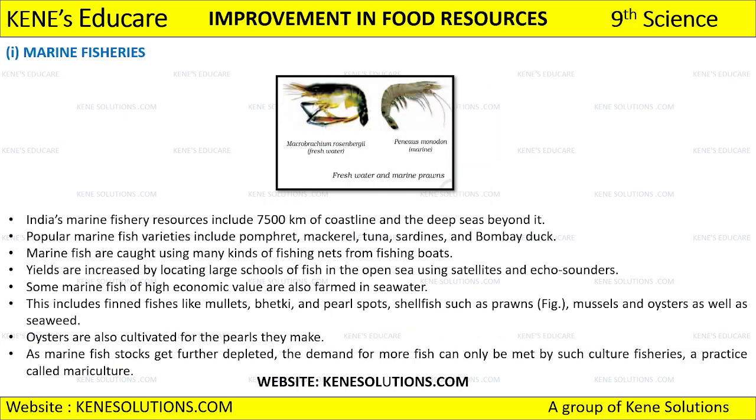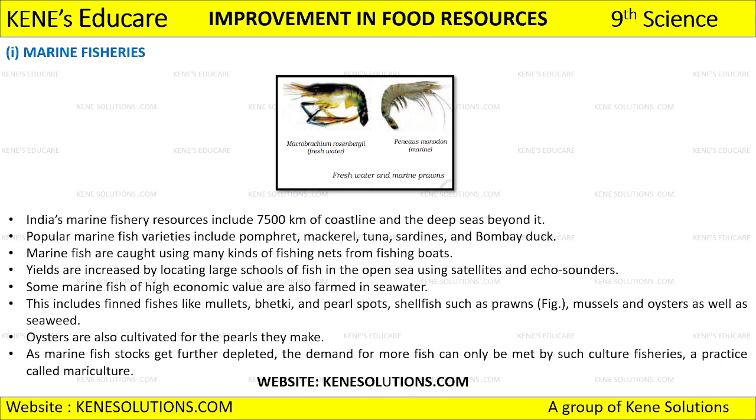Now after this we have the first type of fishery, that is marine fishery, to discuss. India's marine fishery resource includes 7,500 kilometers of coastline, and then we have deep seas which are beyond it, right? Popular marine fish varieties include pomfret, mackerel, tuna, sardines, and Bombay duck. These are some of the popular varieties that we have.